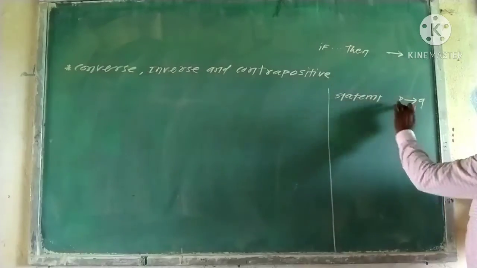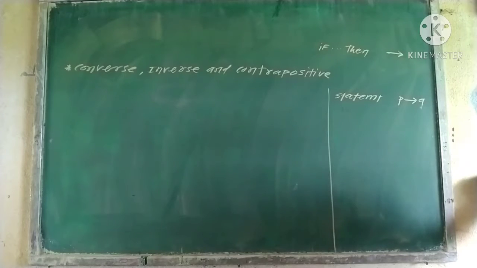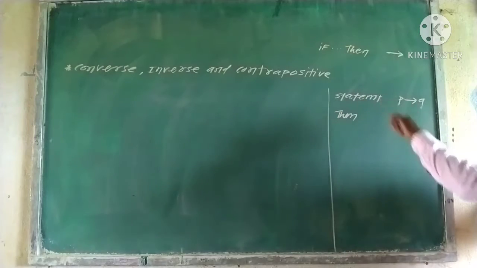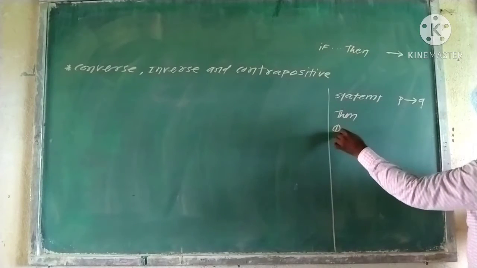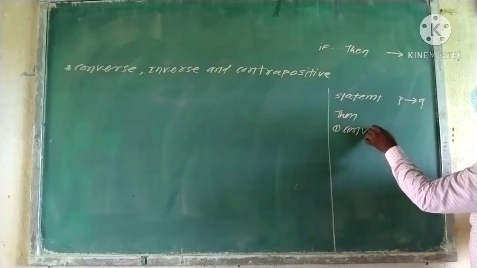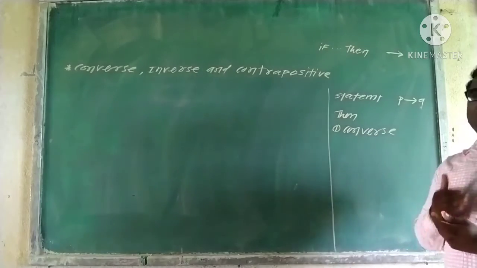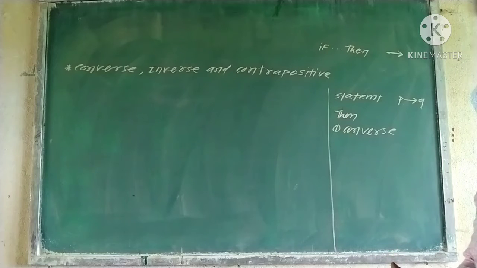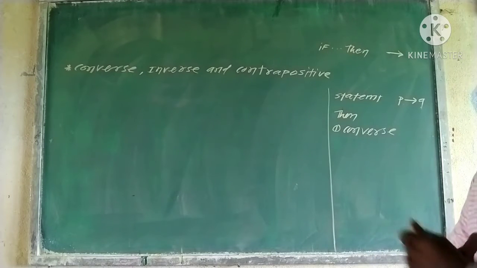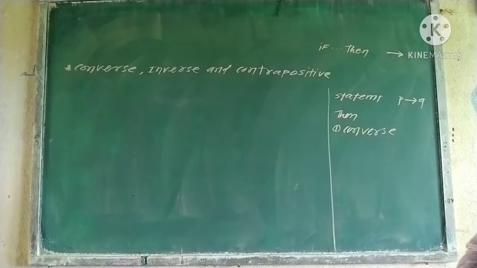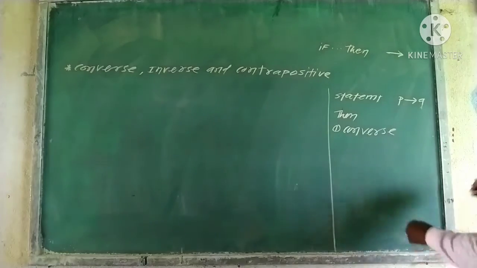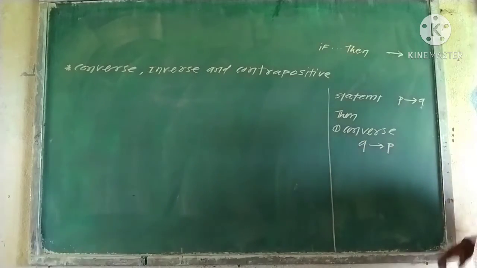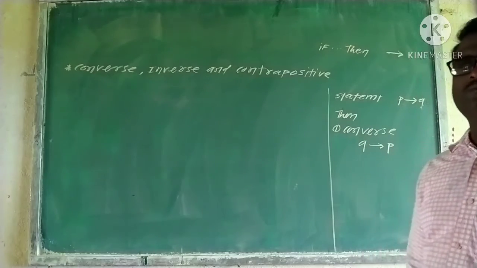Now consider the given statement. We have to find these three: converse, inverse and contrapositive. Its converse means we interchange the positions of the first and second statements, and the formed statement is called the converse statement. Its converse is Q implies P.